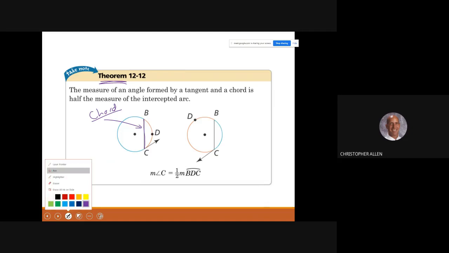Does anybody know what we call this thing right here? I'll give you a hint. It's written in the theorem. Not called a chord because it's not on the inside of the circle. It's called a tangent. This guy is what we call a tangent. You might want to write that on your notes. That's a tangent.